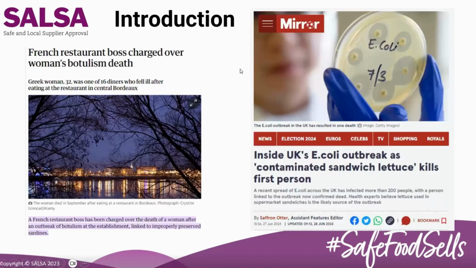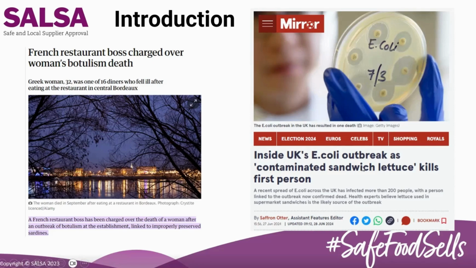Okay, so we have here an introduction. You may have seen these. Obviously these are both types of food poisoning bacteria, just to give you an idea of the sorts of things that would be classed as a crisis. In France last year, there were some headlines made. There was a botulism death from a restaurant where they were preserving their own fish products from sardines. Unfortunately, 16 diners fell ill, and a lady unfortunately died as a result of eating product that wasn't properly preserved.